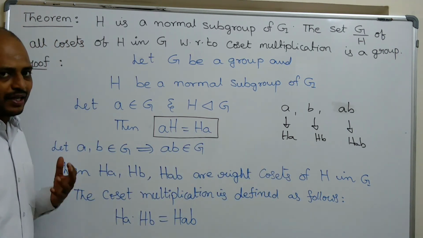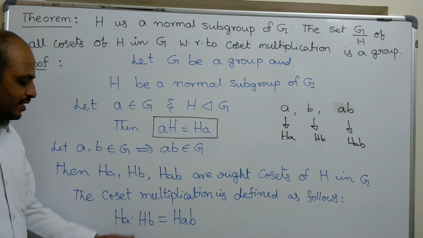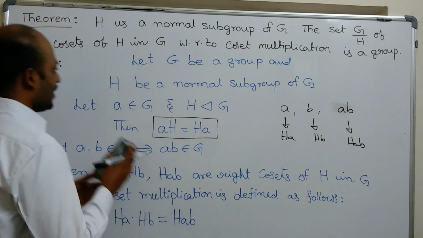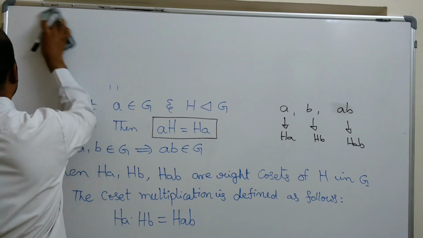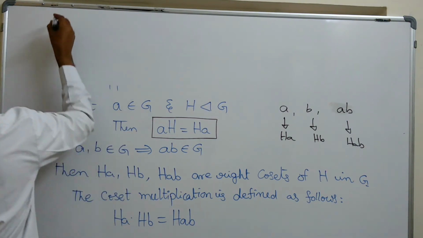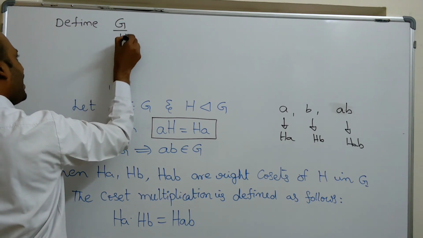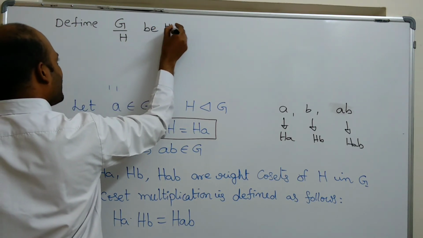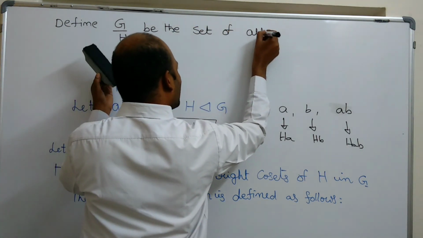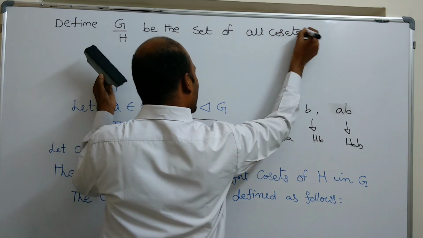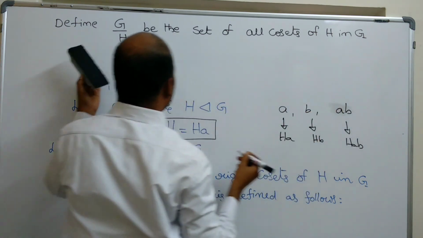And the coset multiplication, we know that coset multiplication is defined as follows: HA into HB is equal to HAB. And define G by H to be the set of all cosets of H in G.